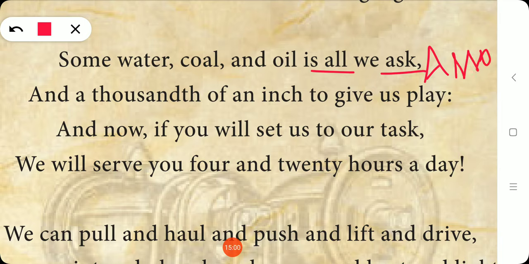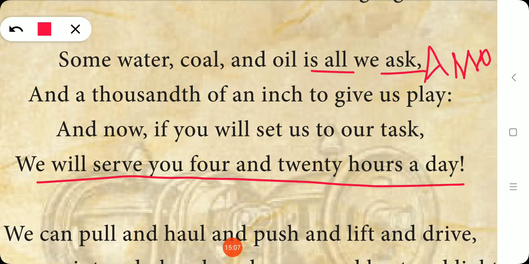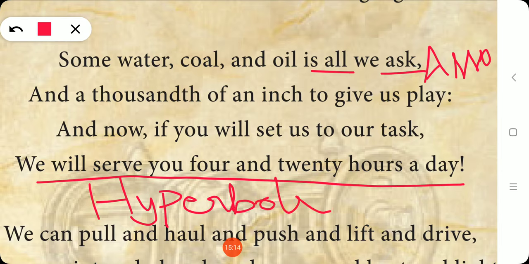And what else? See the last line. We will serve you four and twenty hours a day. So this is an example for hyperbole. So what is hyperbole? We have seen that it is something exaggerated more than usual. What the poet says here is the machine will serve us twenty-four hours a day. That means it will be working twenty-four hours for us, that is what he says. So definitely machines can work twenty-four hours, but it will not always work for us. Since it is exaggerated, the figure of speech here is hyperbole.